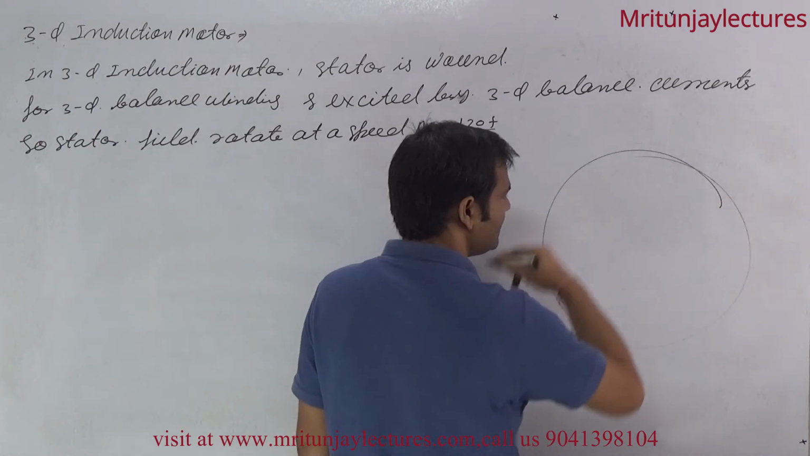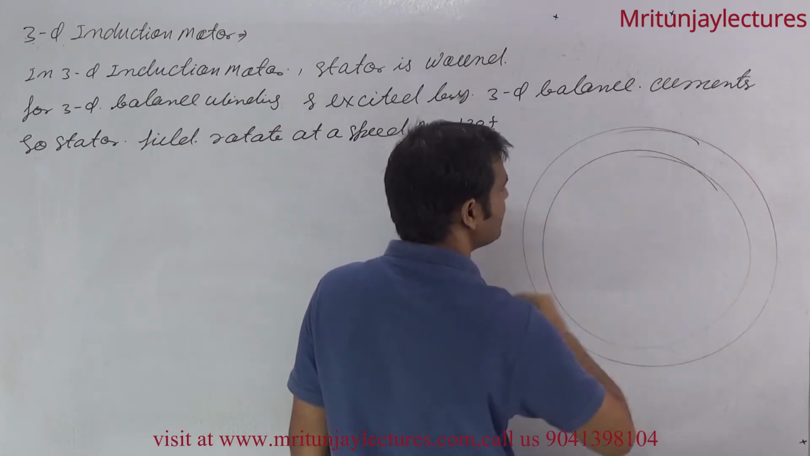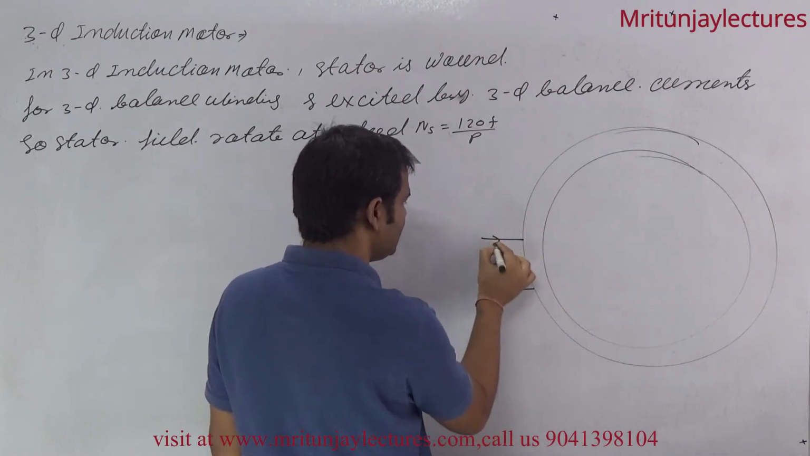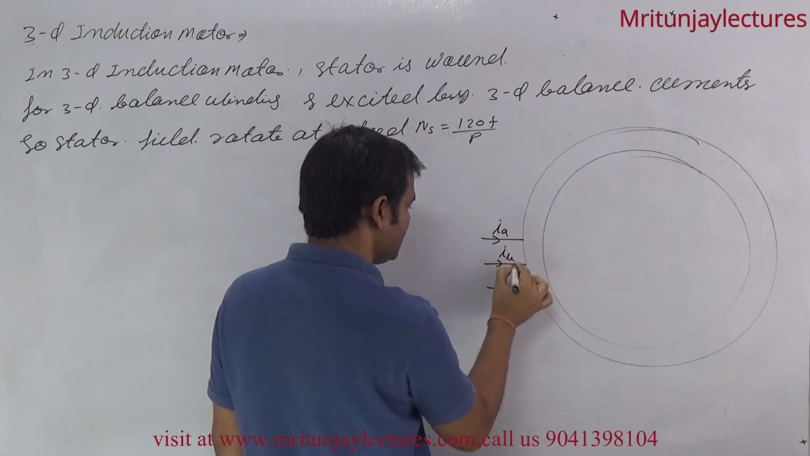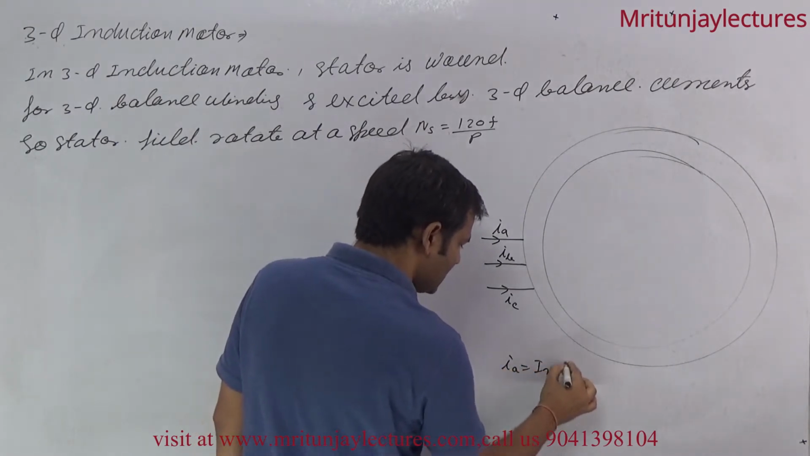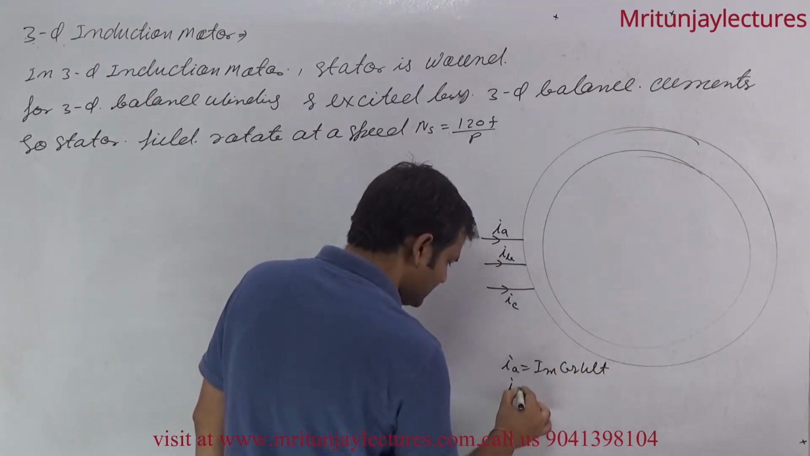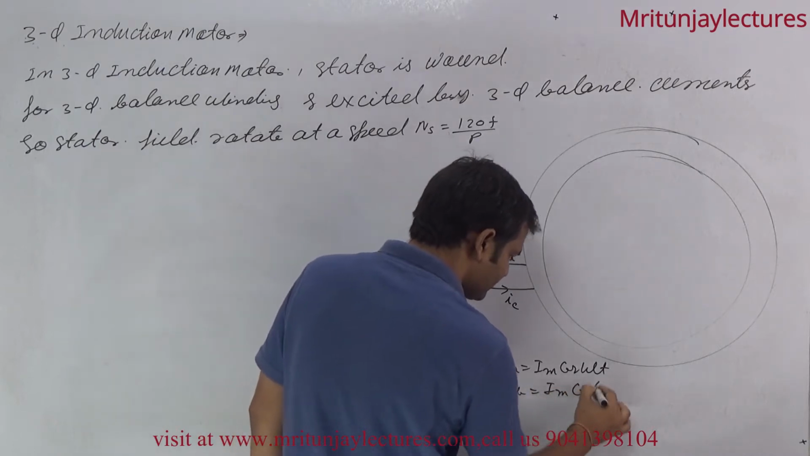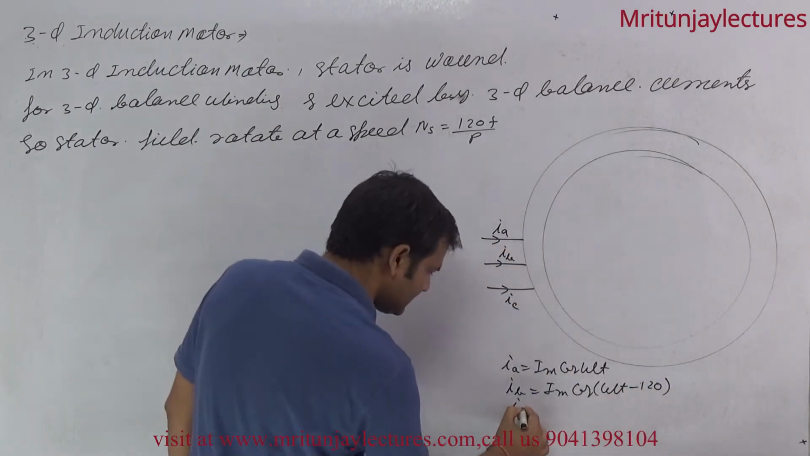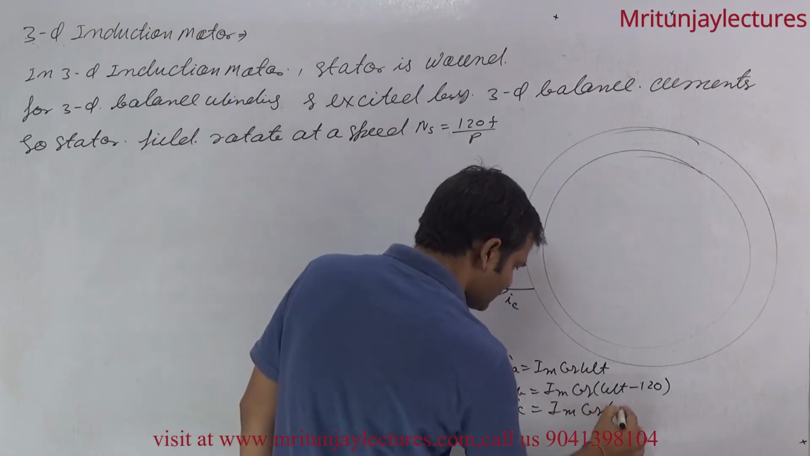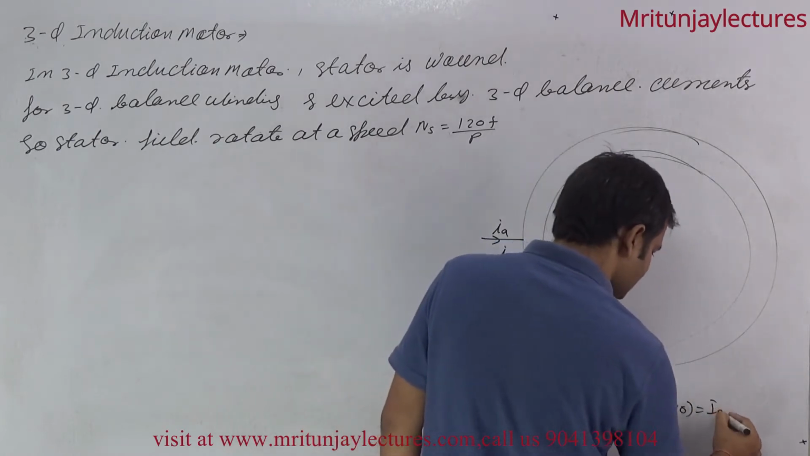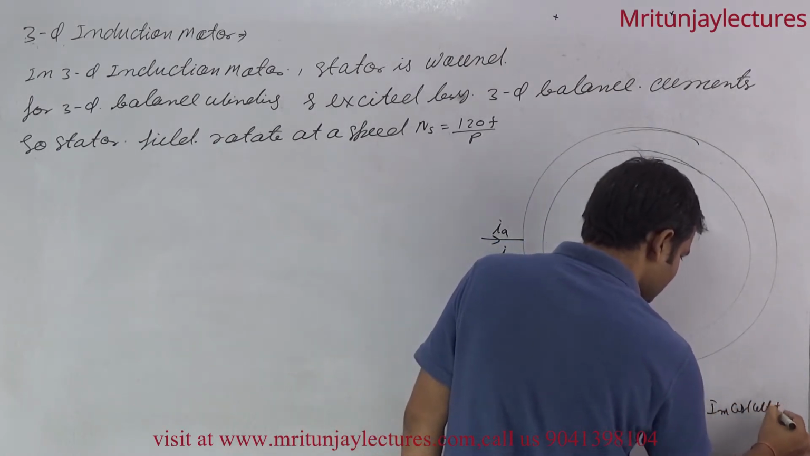Stator, this one is a stator winding. Three phase supply on the stator, that is IA, IB and IC. Suppose IA is equal to Im cos omega t, IB is equal to Im cos omega t minus 120, and IC is equal to Im cos omega t minus 240, which is written as Im cos omega t plus 120. Clear?